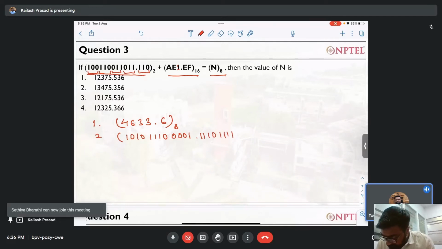So this will be my hexadecimal representation, right? Now what I have to do is convert it into octal. So when I convert it into octal number, right?